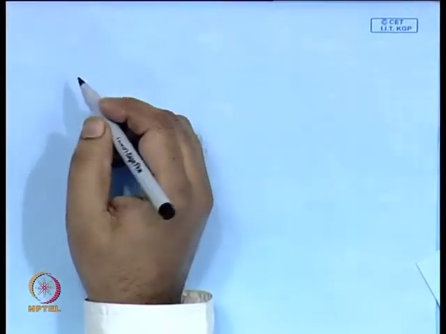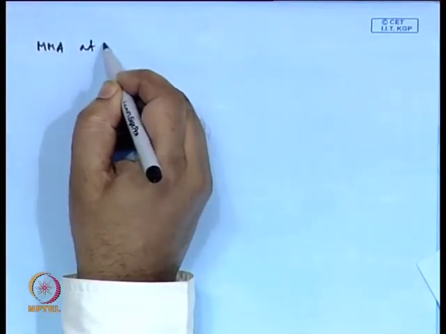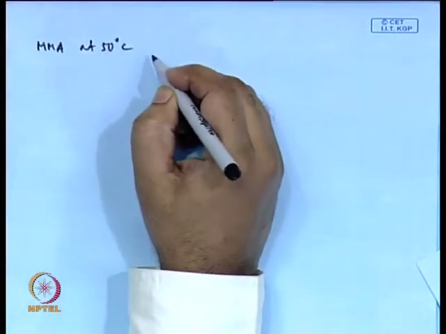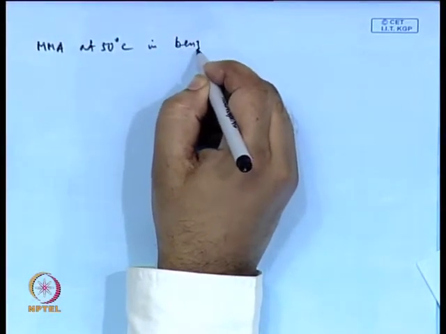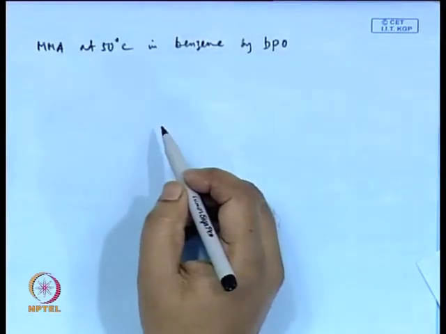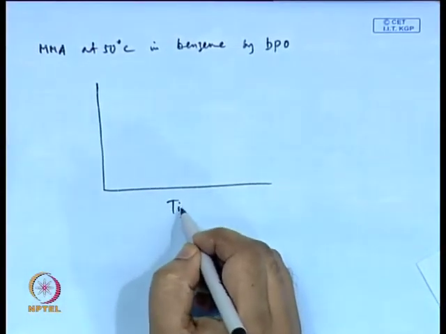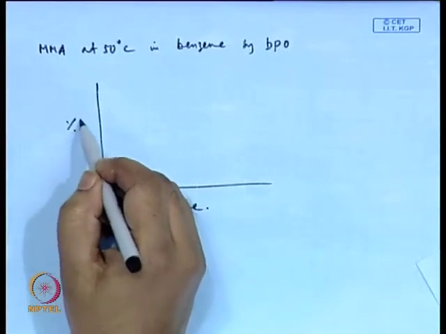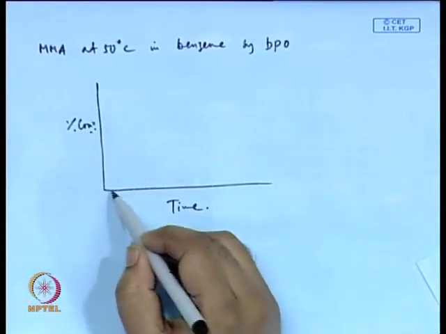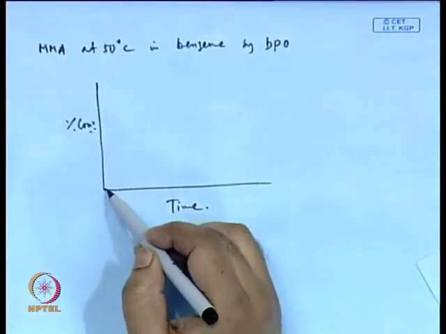So, if we plot a methyl methacrylate polymerization at 50 degrees centigrade in benzene by benzoyl peroxide initiator, it looks like this: time versus percentage conversion, which basically gives the rate of the polymerization. Time versus conversion gives you the rate of polymerization.